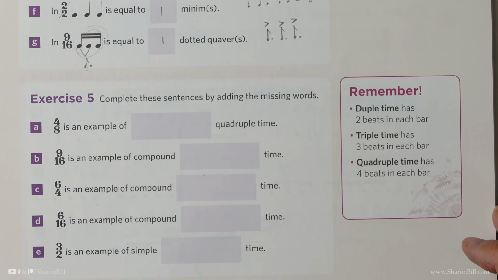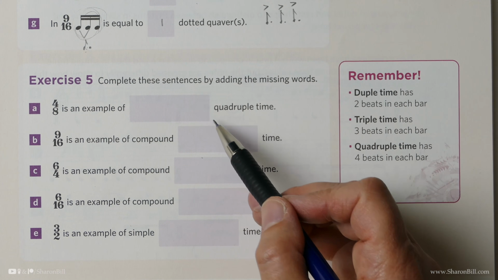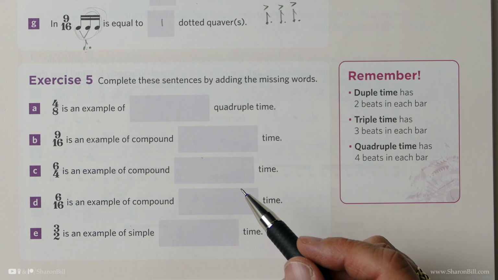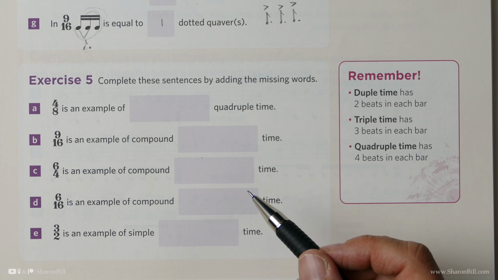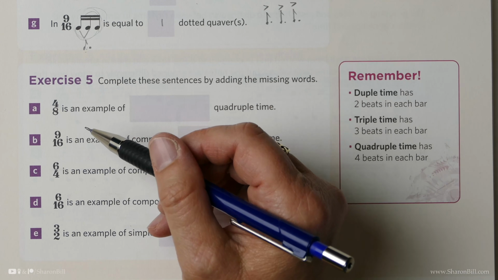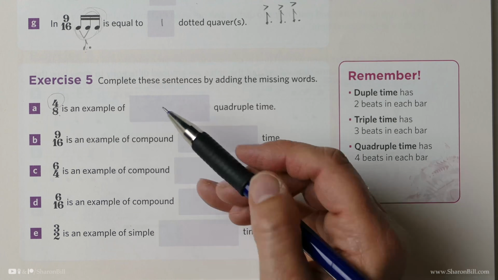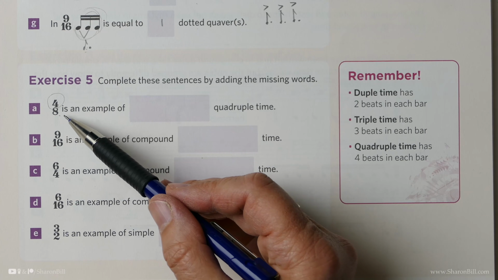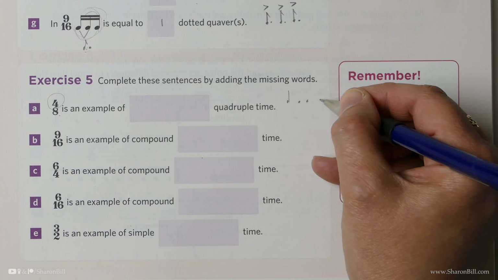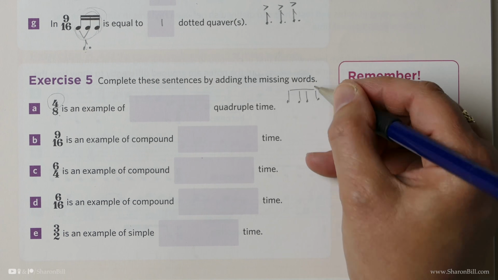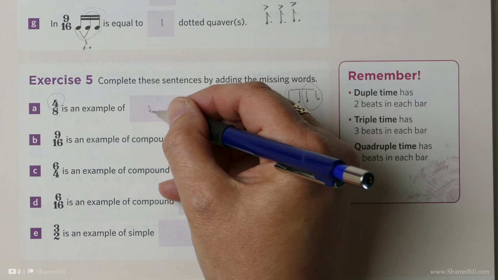Let's press on. So exercise 5, we now need to complete these sentences by adding the missing words, and we're looking at simple, compound, duple, triple, quadruple, and so on. So we've got to look at the full picture of each of these time signatures. So 4/8 is quadruple time, yes. However, is it simple time or is it compound time? Well, 4/8 is perhaps the easiest one to remember because it's impossible to do that in compound time because it only works in twos, doesn't it? It's got to be simple time.